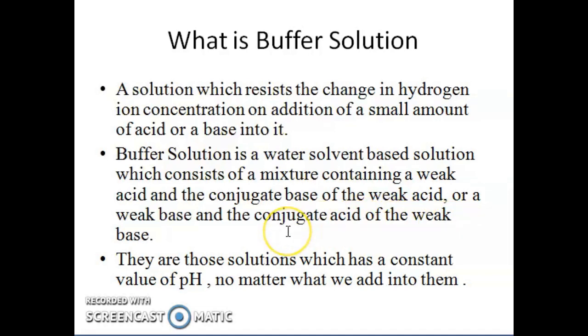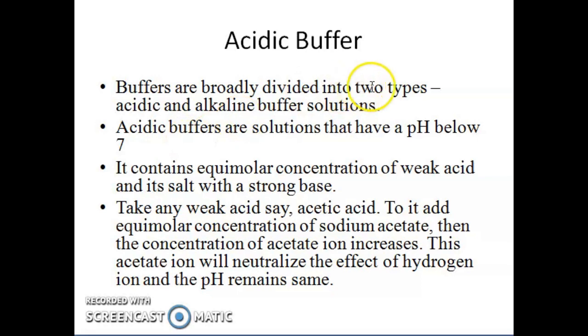So they are solutions which will have a constant value of pH. It doesn't matter what we are adding into them, whether we add an additional amount of acid or a base into a solution, the pH of that particular solution will remain constant. Then those solutions are considered to be buffer solutions. And buffer solutions are classified basically into two types: acidic buffer and alkaline buffer or basic buffer.